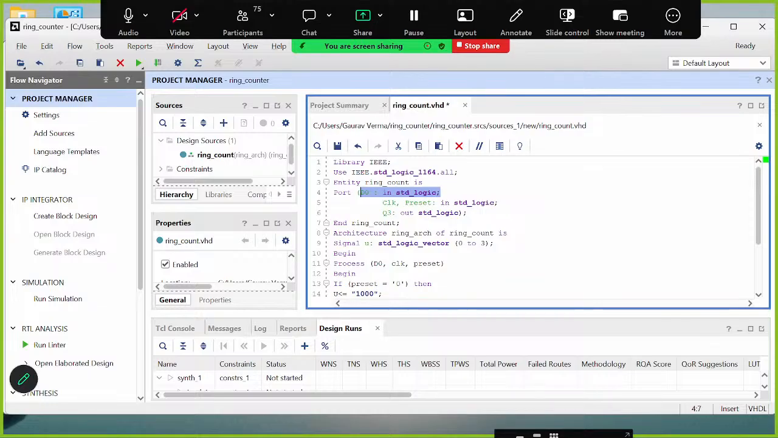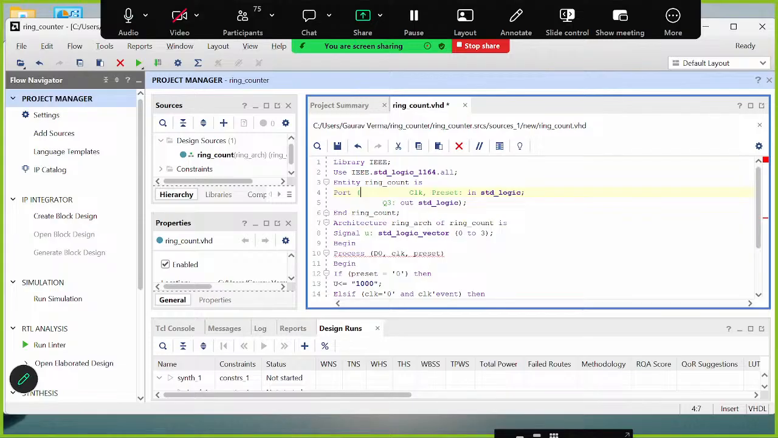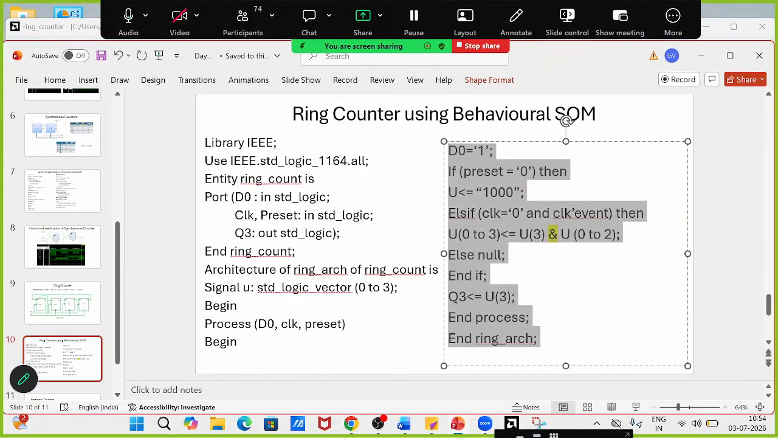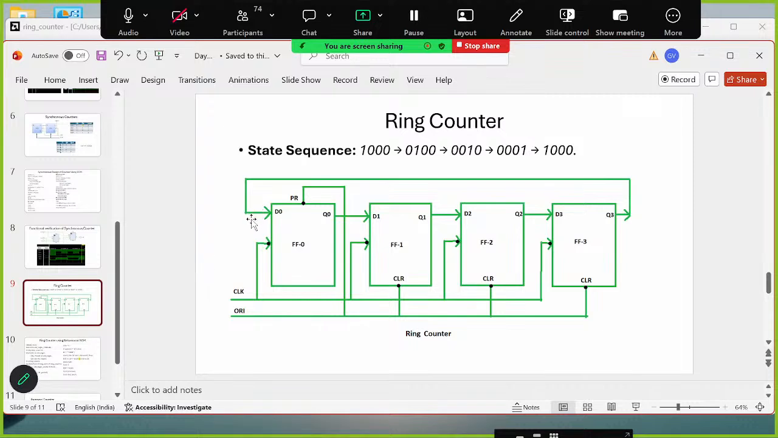We can remove this from the board. There is no requirement of this. Only this would work. This is more than enough. We need not this over here. There is no requirement of D0 because it is not explicitly available. You can see over here, it is not explicitly available as a part of the entity. Rather, it is acting like an intermediate output.